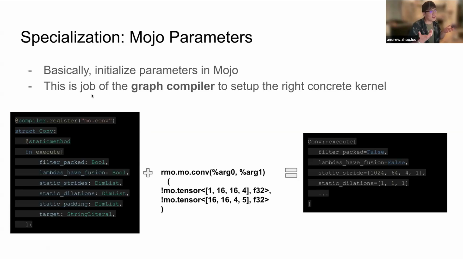The analogy I'll draw here is that it's up to the graph compiler to properly instantiate the concrete function that can be used. So in this case, you might have in your graph this convolution with these particular sets of shapes, and it's basically the job of the graph compiler to then instantiate this kernel with the proper static strides and static dilations and all of these other fields. So that one's a simple one.